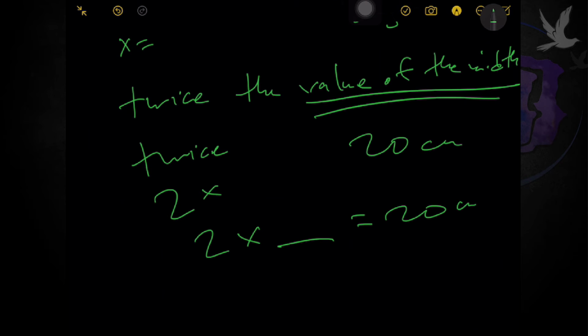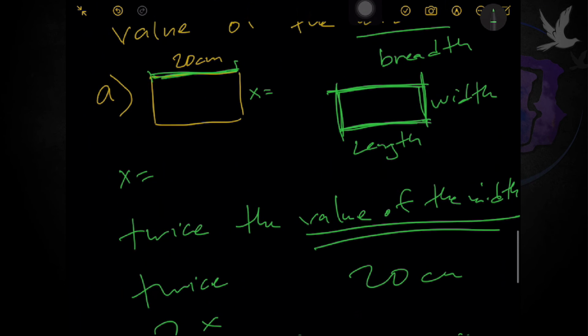Our multiplication and division skills are a big factor here. To solve, what will you multiply with 2 to give us 20? And obviously, it's 10. 2 times 10 will give you 20. So this means the value of x is 10 centimeters.